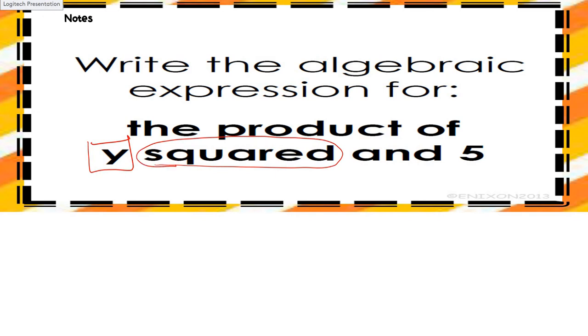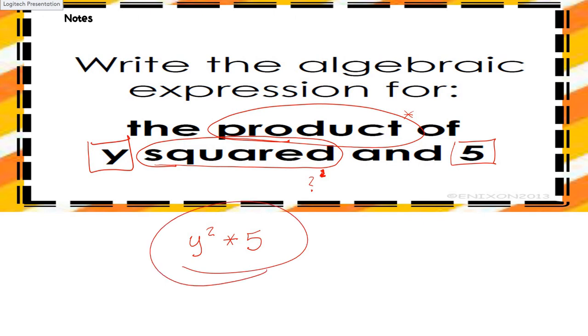And this is where we have to remember our words from exponents. So squared means that we're taking something to the second power, so 2 as an exponent, and 5. And then I also have product, which means I'm going to multiply. So I want the product, I want the answer to y, and I want that y squared times 5. So my algebraic expression would be y squared times 5.